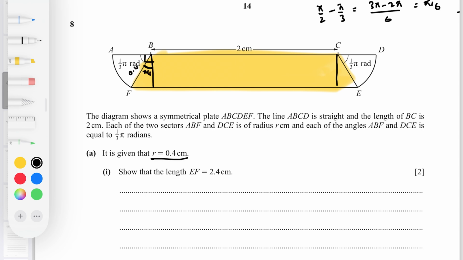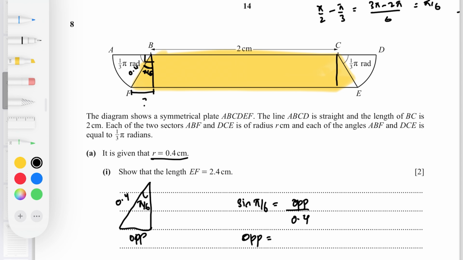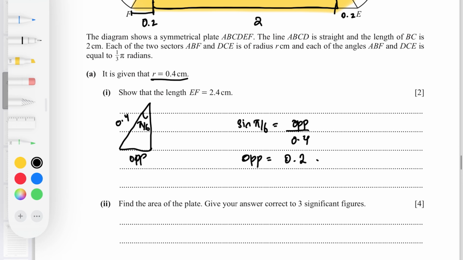What is the radius given to me? The radius is 0.4. Using this, can we find out this length? With respect to this angle, this is opposite. So sine pi by 6 equals opposite upon hypotenuse. So the value of opposite comes out to be 0.2. Since this is 2, this will also be 2. So this becomes 2 plus 0.2 plus 0.2 gives you 2.4 centimeters.